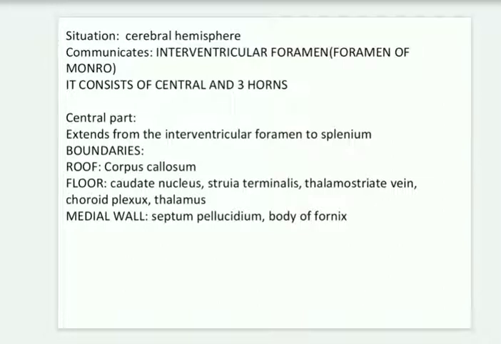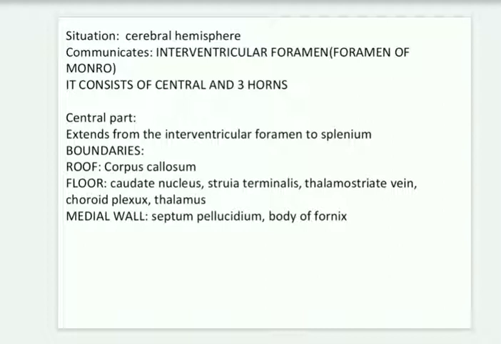There is a choroid fissure in the lateral ventricle. When the choroid plexus invaginates into the lateral ventricle, it is called the choroid fissure. It is a C-shaped slit in the medial wall of the cerebral hemisphere.